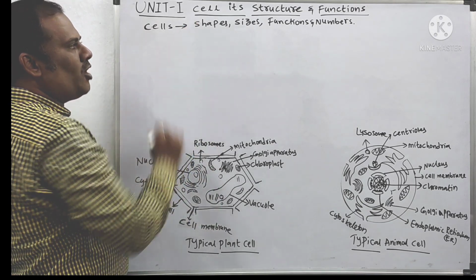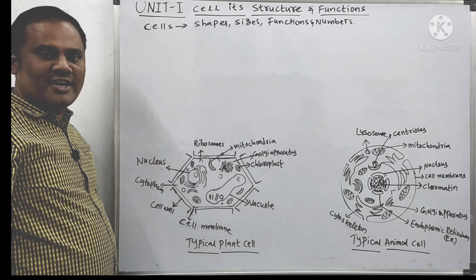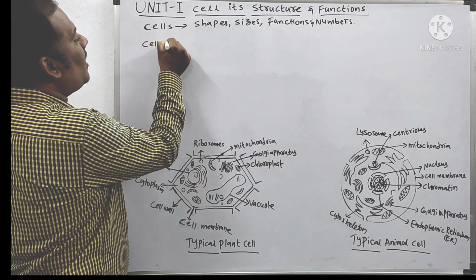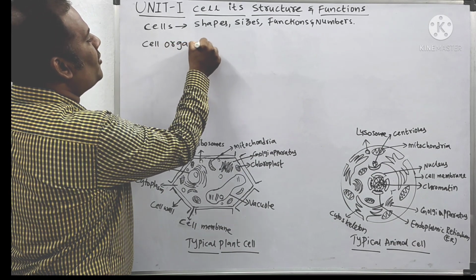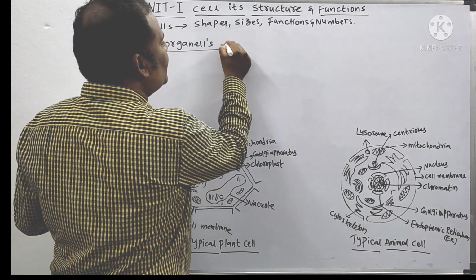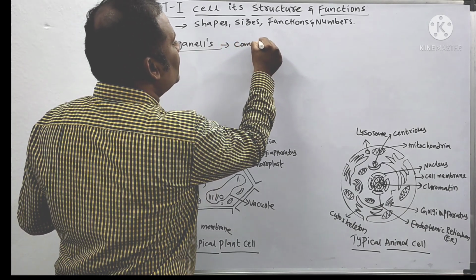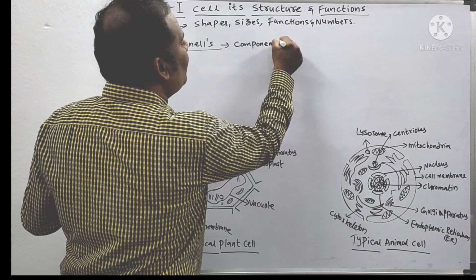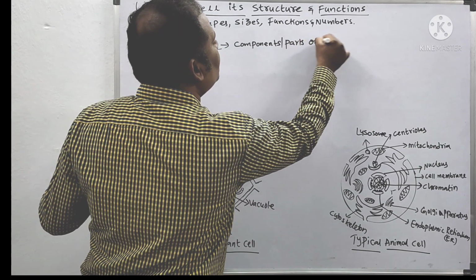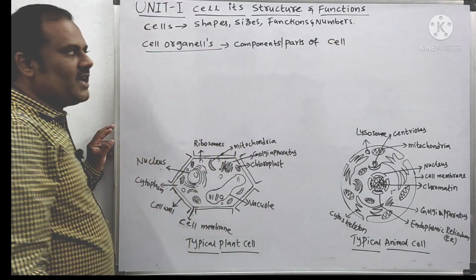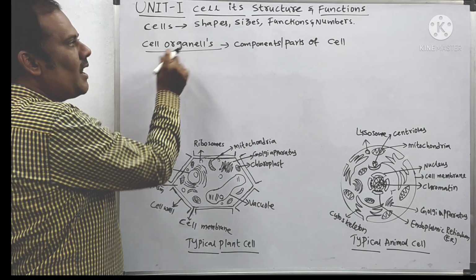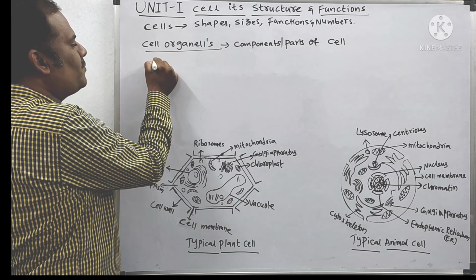Now today we are going to know about the cell structure and its functions. That is, what are the components of the cell? They are called cell organelles. What are cell organelles? The components, or we can simply say the parts of a cell. The parts of a cell are called cell organelles or components.